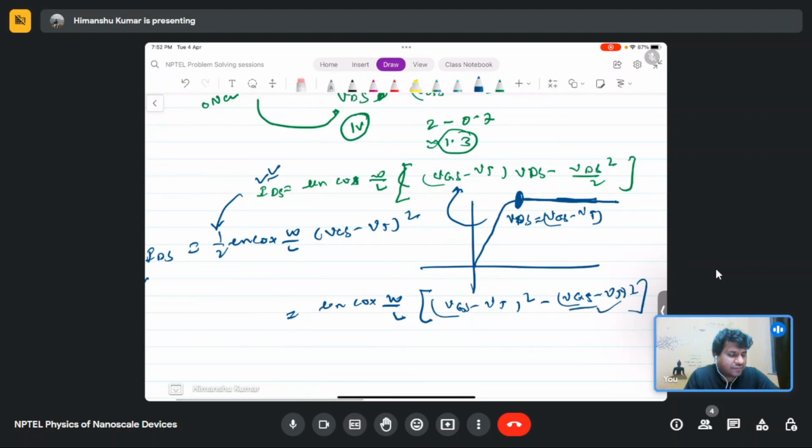So this half, this 1 and 1 half, will become mu n COX W by L, half of VGS minus Vt whole square. So we again reach the same formula.